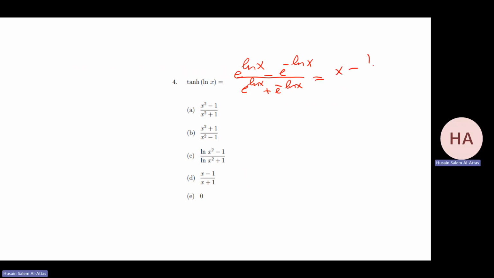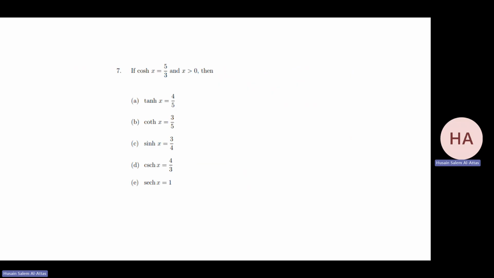That will be x minus 1 over x. That will be x squared minus 1 over x squared plus 1. That will be the answer.